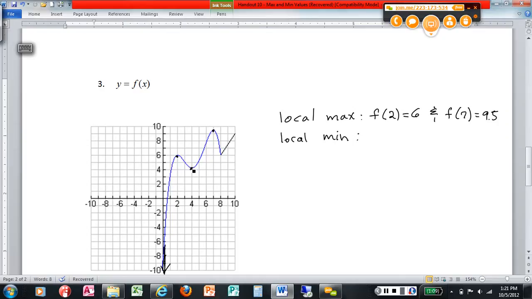I have one right here at the bottom at x is 4, so f of 4. And it didn't look like it was quite to 4, so let's say 3. It's a little bit over 4, isn't it? 4.1.